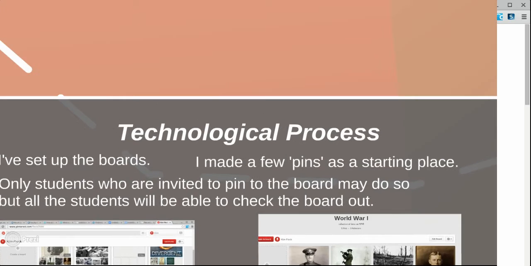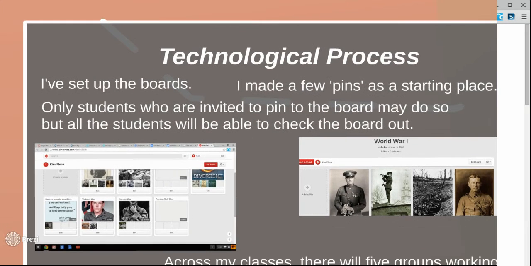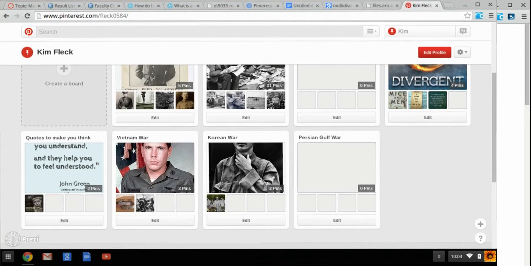Technologically speaking, I went ahead and set up the boards. Then I made a few pins to act as a starting place. I'm only inviting students to pin to the board who are working on that specific war, but all students will be able to check the board out. So here's an example of what I did.